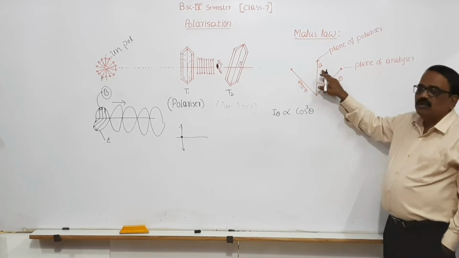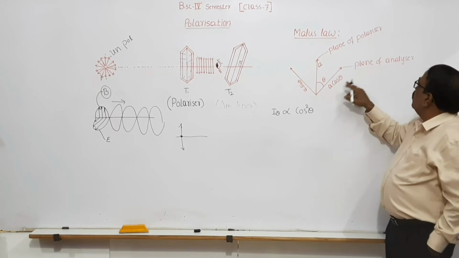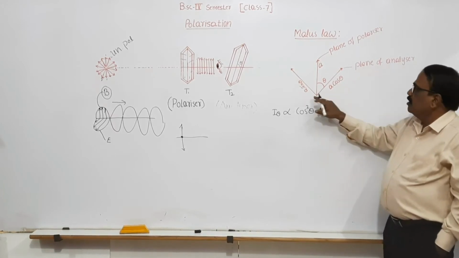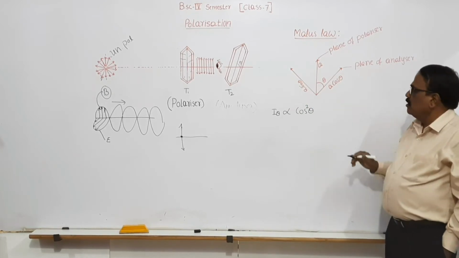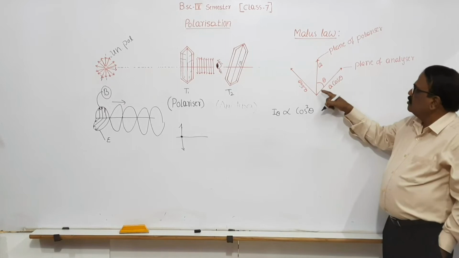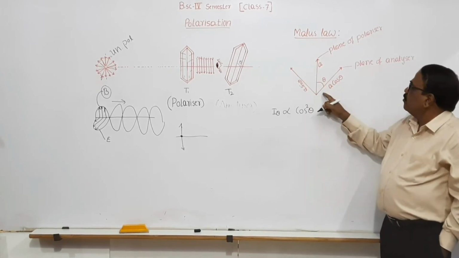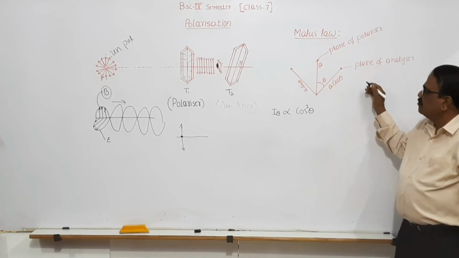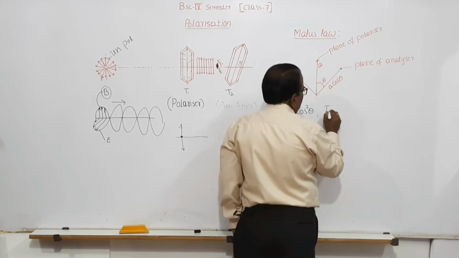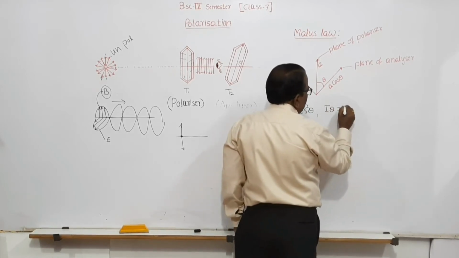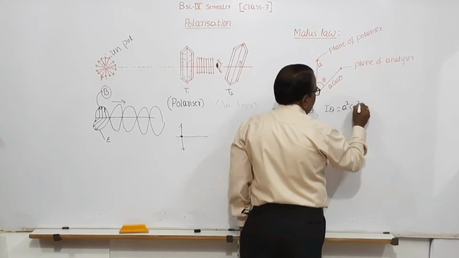Then this A can be resolved into two components: A cos theta along the plane of the analyzer, and A sin theta perpendicular to the plane of the analyzer. We are not interested in the perpendicular direction because no light goes along that direction, only the parallel component passes through the analyzer. Then according to Malus law, the intensity of the light coming out is A squared cos squared theta.